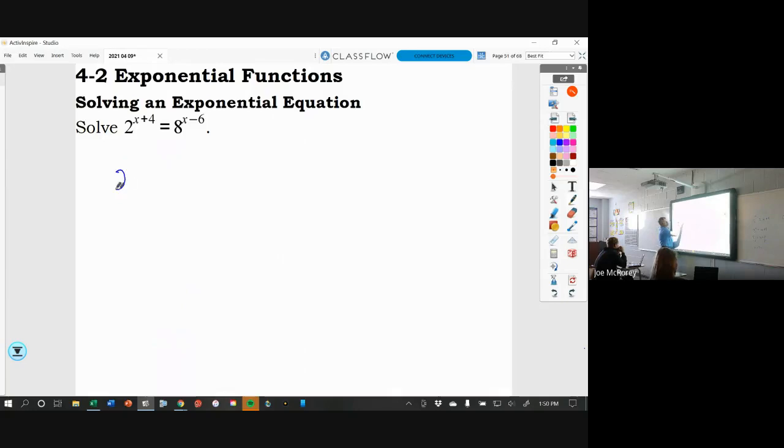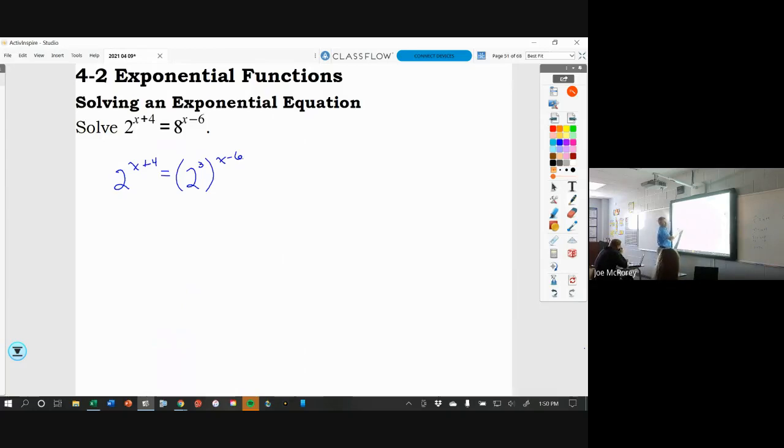Okay, so I have 2 to the x plus 4 is equal to, I'm going to change the 8 to 2 to the 3rd, because 2 to the 3rd is 8. They're both the exact same thing. And that is raised to the x minus 6. And then you multiply them, right? Making it so my bases are now both 2.